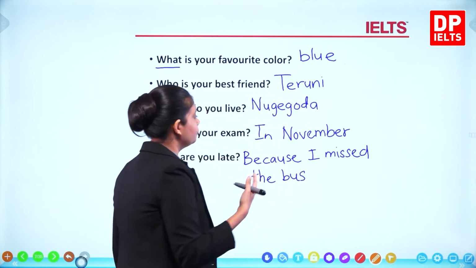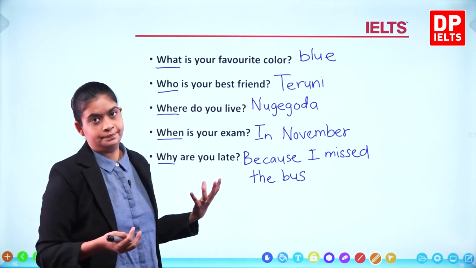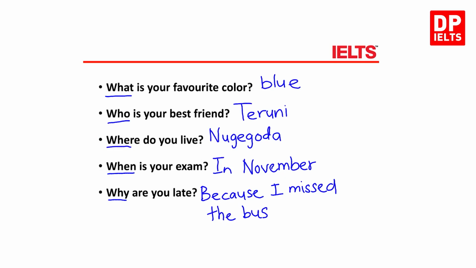So a reason. Where do you live? னு கேக்குது. ஏதோ ஒரு இடம் நீங்க எழுதலாம் உங்களுக்கு விருப்பமான நீங்க இருக்கிற இடம். When is your exam? உங்களுடைய exam எப்போது? Why are you late? ஏன் நீங்க late? Because I missed the bus or any reason that you can give.